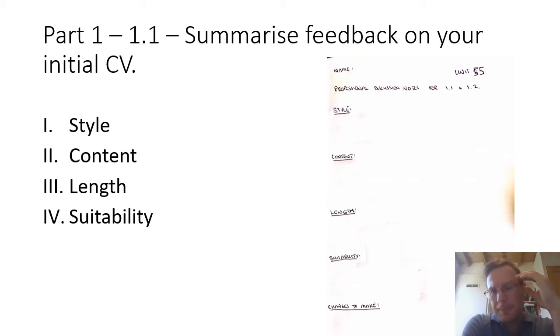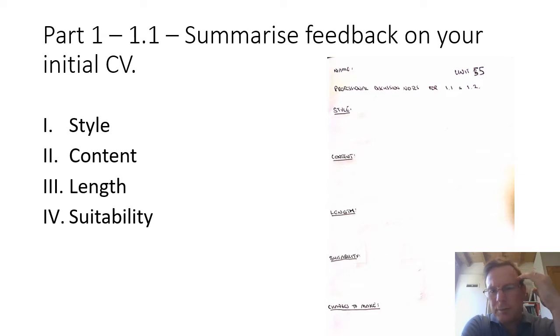So all you're doing is summarising the feedback on your CV, and you're putting it under those headings that I've given you there. So you've got style, content, length and suitability, and then there's one at the bottom that just says changes to make. So essentially what's going to happen is we discuss each of these elements of feedback, and then you identify the changes that you're going to make to your CV. So that's your task one, really.